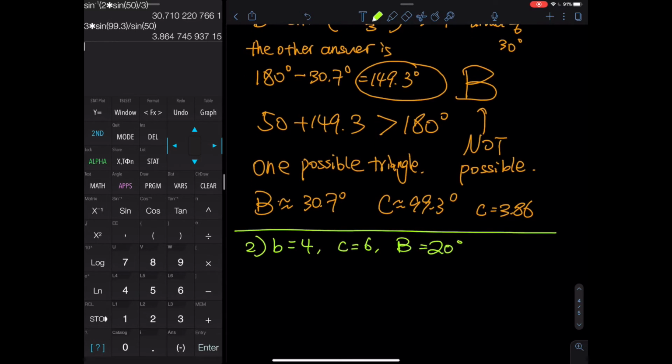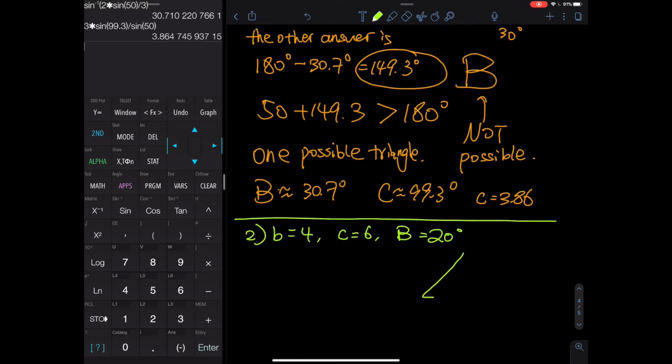And then first, we don't jump straight to the math. We draw an oblique triangle. Again, it doesn't have to be perfect. So A, we don't know. B is 20 degrees. C, we don't know. On the opposite side of B, we have b equals 4. Opposite side of angle C, we have c equals 6. Opposite of A, we don't know what the small a is.